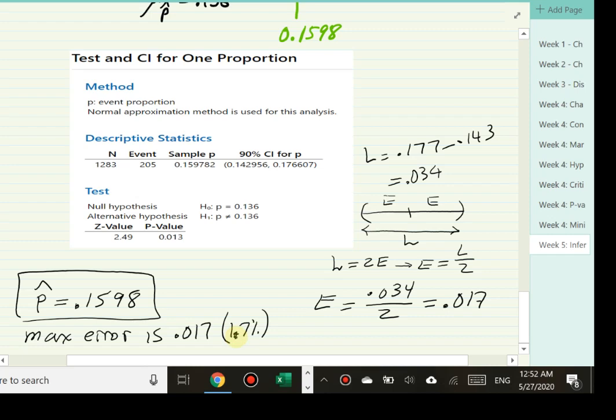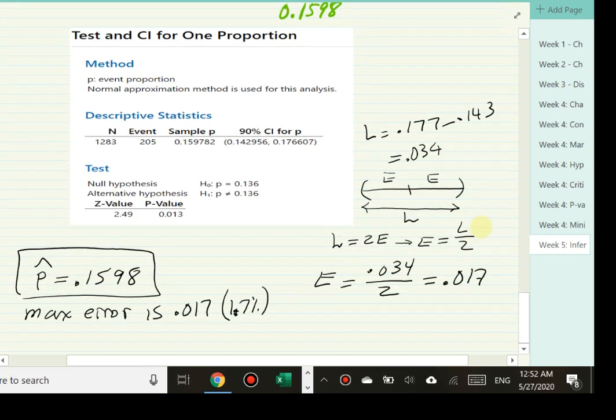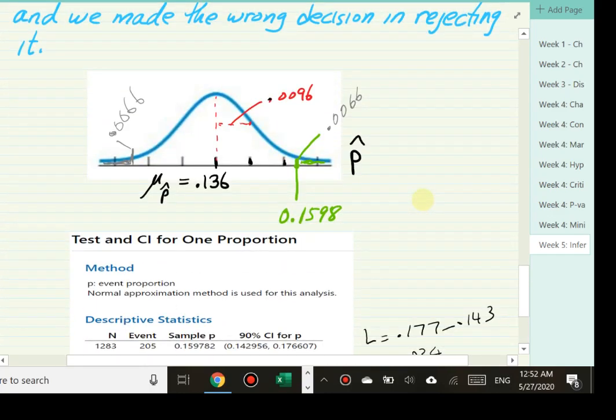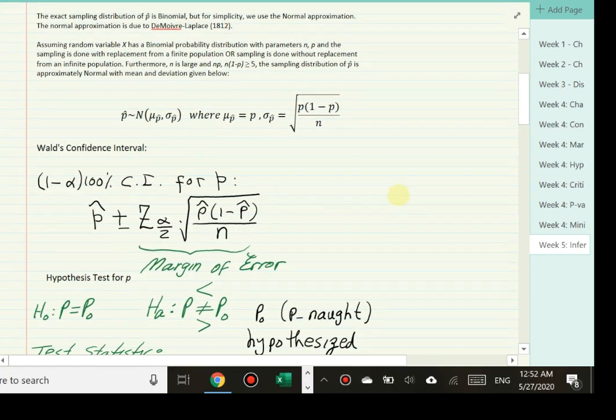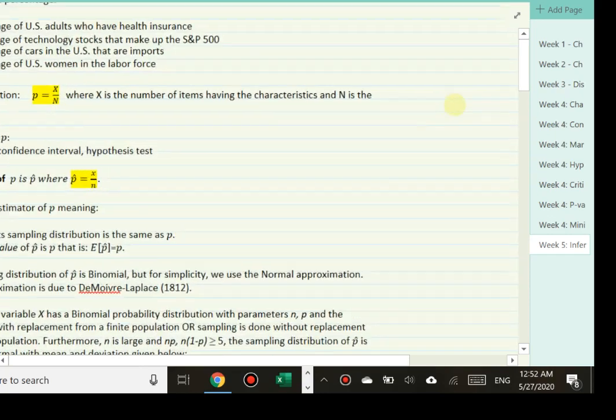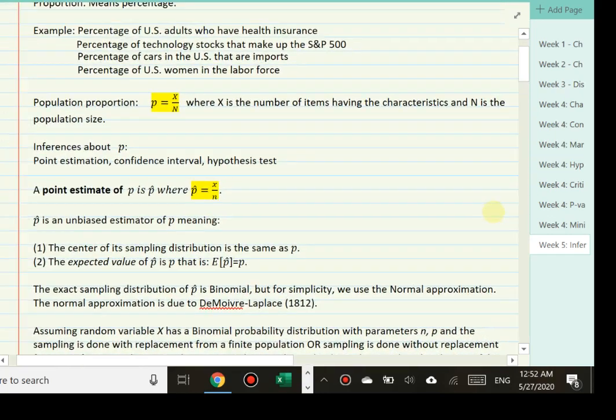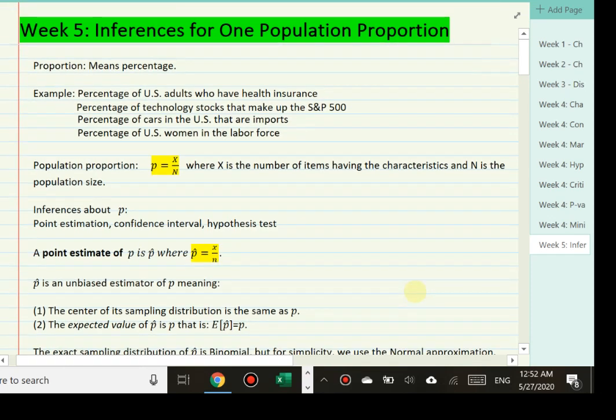Okay, so just want to point that out with regards to margin of error. Okay, so hopefully you followed everything we've done. If not, please go back and review the lecture, and hopefully it will make more sense the second time around. Okay, so with that, we are done with this lecture.